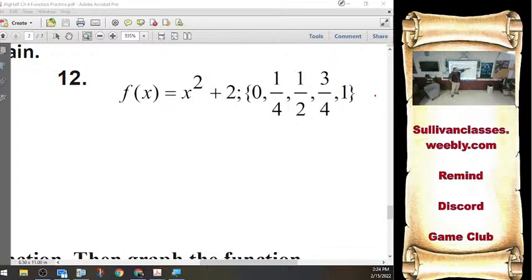Plug it in, plug it in, plug it in. Write them down. That's your range. That's it. But use the calculator, please. Let the calculator do the heavy lifting for you.